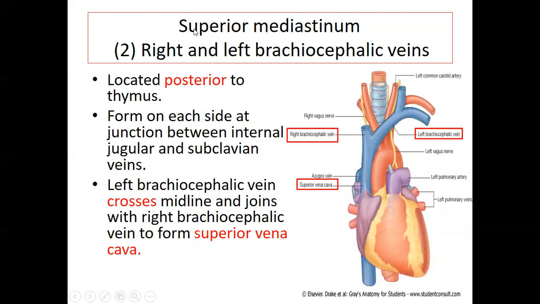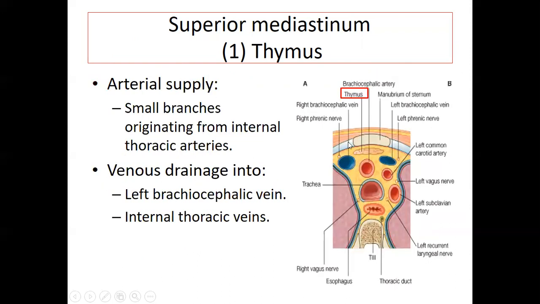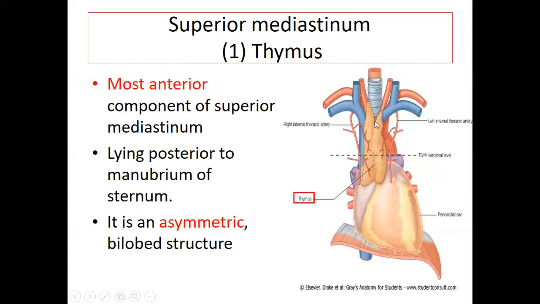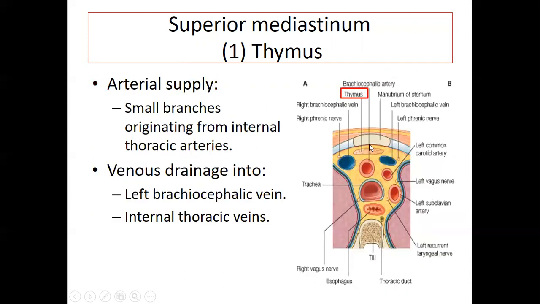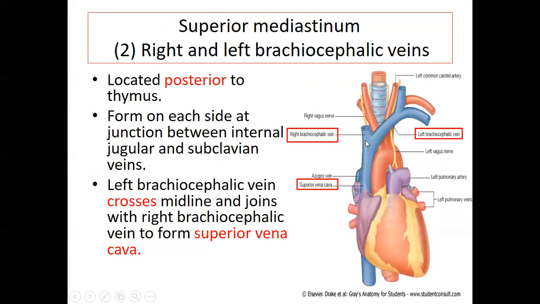The second structure present inside the superior mediastinum is the right and left brachiocephalic vein. You can see here, this is the right brachiocephalic vein, and this is the left brachiocephalic vein. They are located posterior to the thymus. From the earlier picture I showed you, whenever you remove the thymus, you can see these veins.